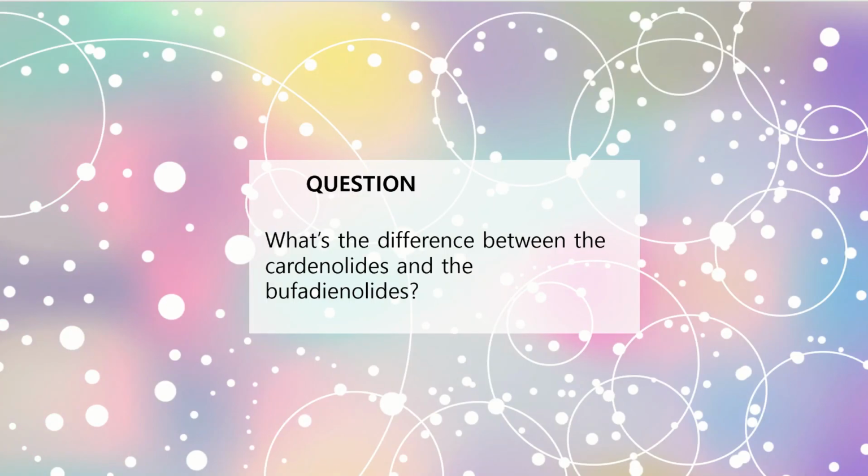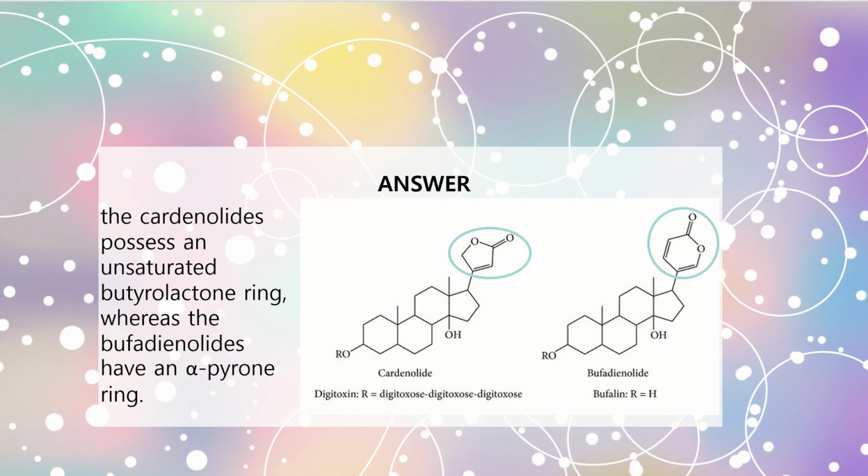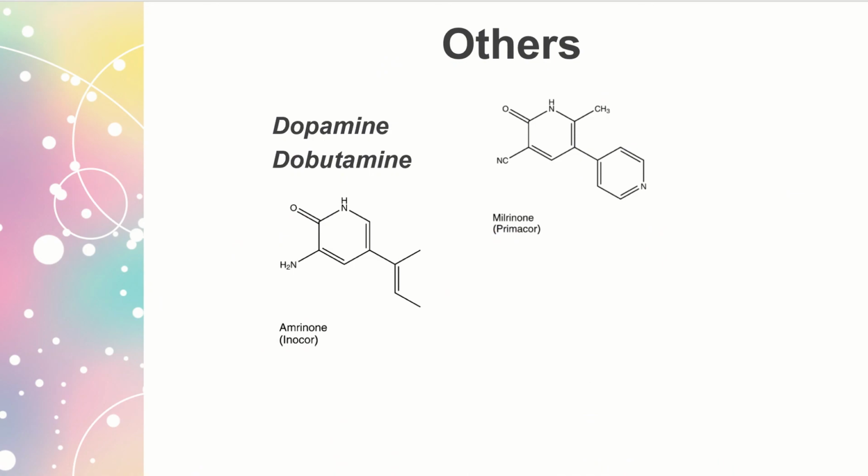All right, so we have a question. What's the difference between the cardenolides and the bufadienolides? What's the difference structurally? As we said, the major difference between the two is the fact that at position 17 on the steroid, we have in one case an unsaturated butyrolactone ring, and in the other case we have an alpha-pyrone ring. So structurally, that is the major difference between our cardenolides and our bufadienolides.